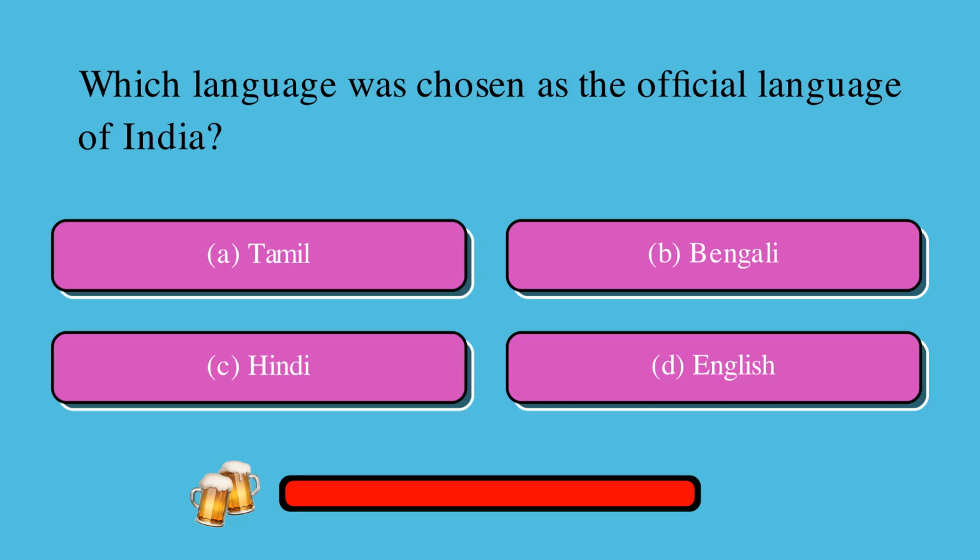Which language was chosen as the official language of India? Is it A, Tamil, B, Bengali, C, Hindi, or D, English? The correct answer is C, Hindi.